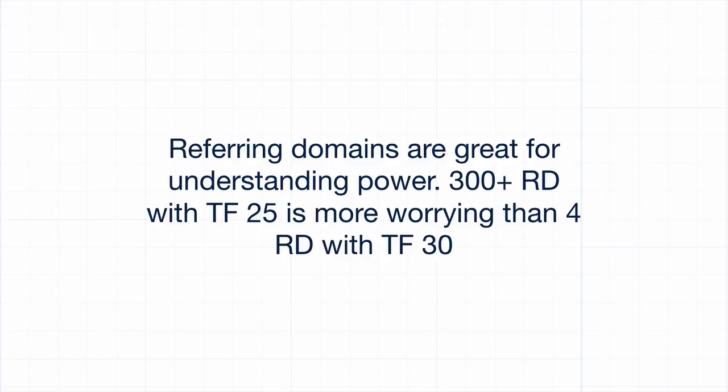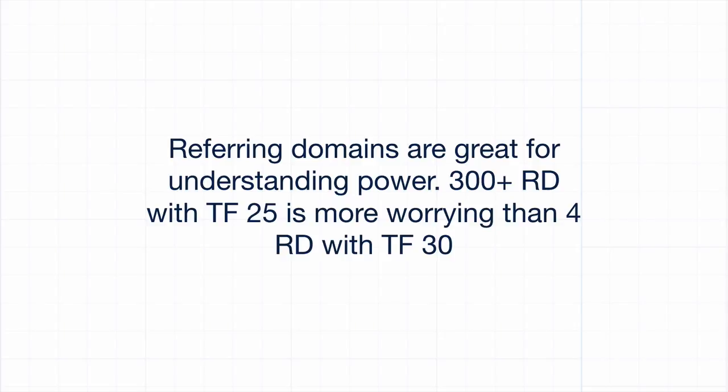In this case, the trust flow is 30 on the latter example, but it's still less competitive because it only has 4 referring domains versus one that has 300 referring domains and the trust flow is still very high at 25. Now, if it has 300 referring domains and the trust flow is 10, then it's probably just really spammy and probably not that competitive to beat, presuming you don't have hidden links.